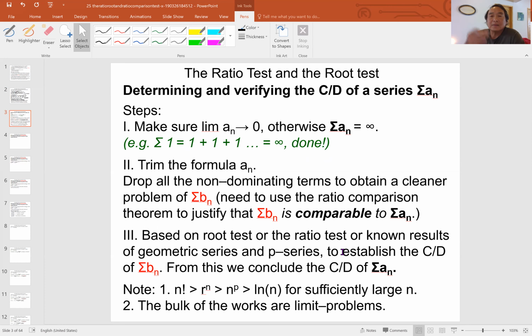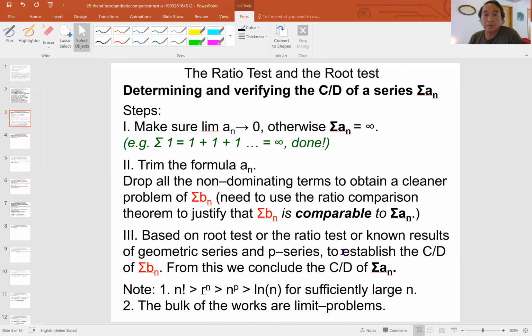The second thing you're going to do is look at the formula and trim it down. What do I mean by trimming? You will see, because we are going to have a theorem in this discussion. Basically, all the non-essential terms we're going to throw away, so we have a cleaner core of the formula, and we use that as a comparable copy.